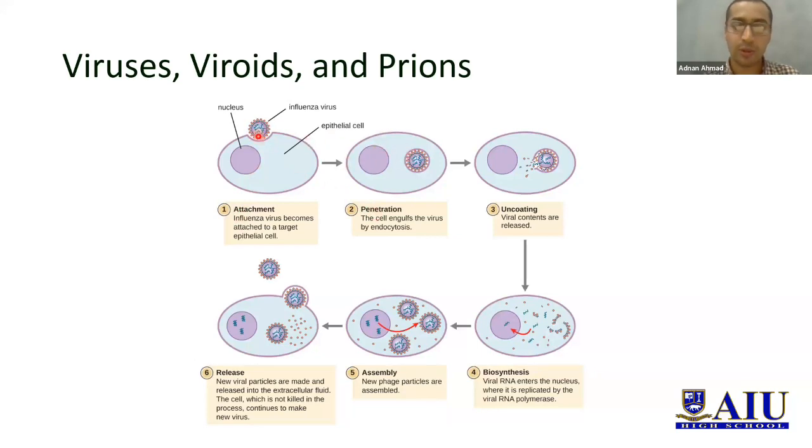The second step is penetration. So this virus, it enters the cell. So when it enters the cell, the third step is uncoating. It releases its DNA into that cell, into a living cell, and then biosynthesis occurs in the fourth step.